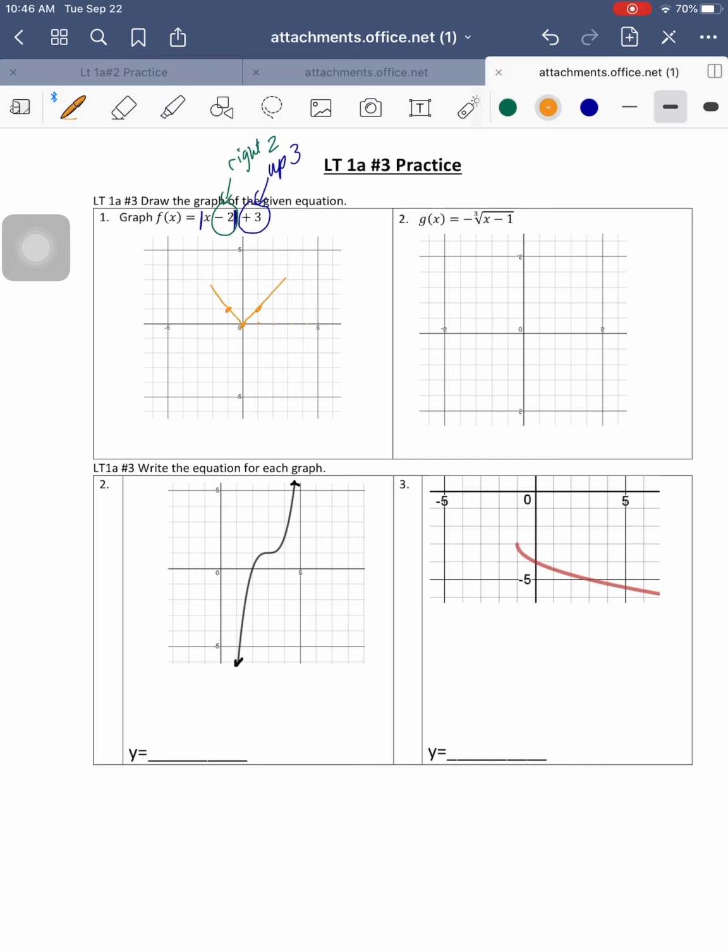This is absolute value, so it's a V. It's good to practice that over and over again. We're going to go right 2 and up 3 for each point. I'm going to start with the bottom of the V, we can think of it as the vertex. Right 1, 2, and up 1, 2, 3.